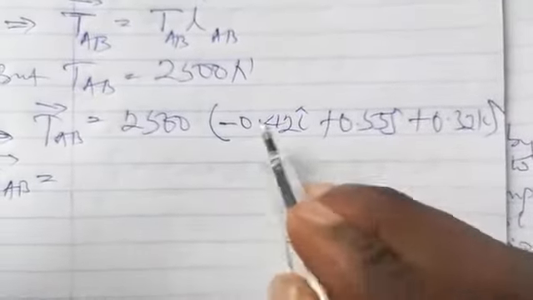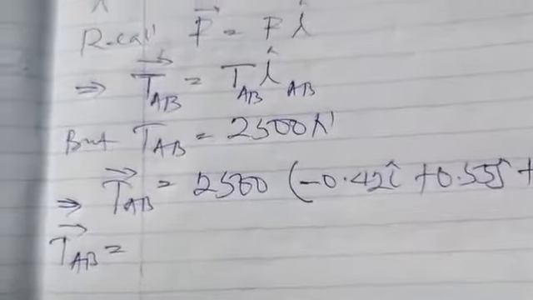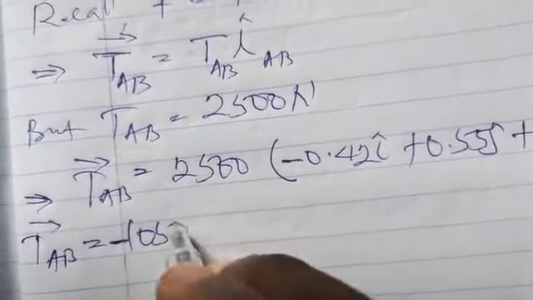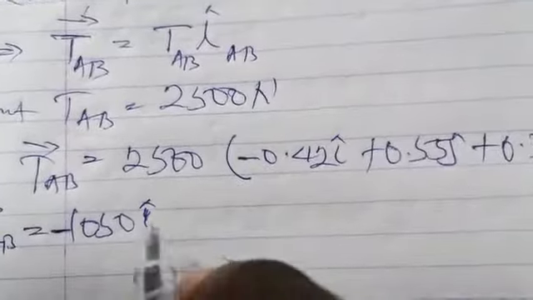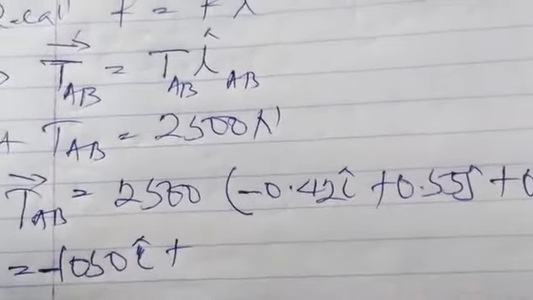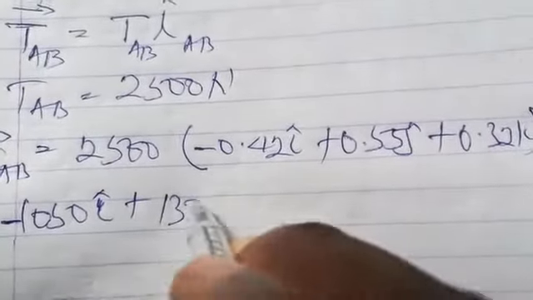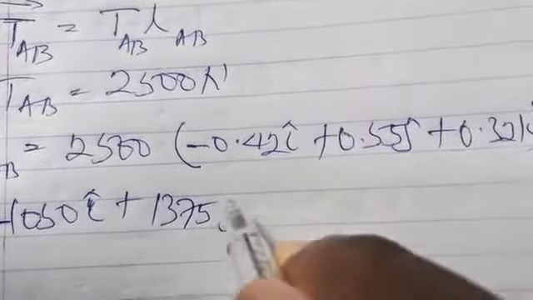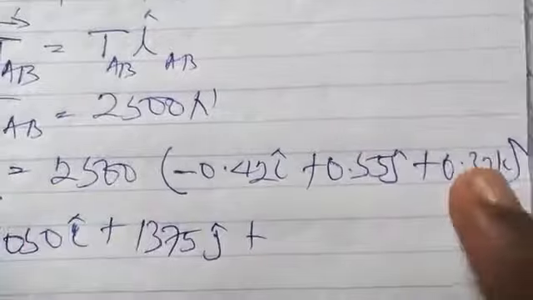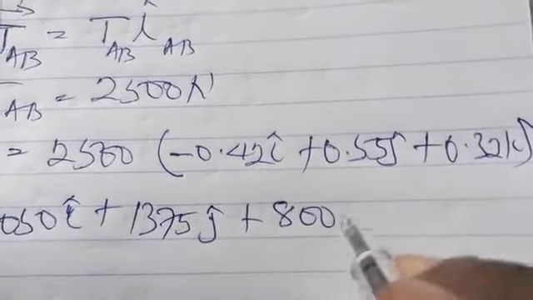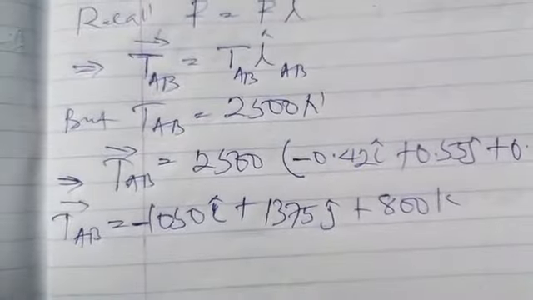we'll expand the bracket. 2500 times 0.42 gives us minus 1050i, plus 2500 by 0.55 gives us 1375j, plus 2500 by 0.32 gives us 800, so plus 800k. Okay, so this will be the tension force.